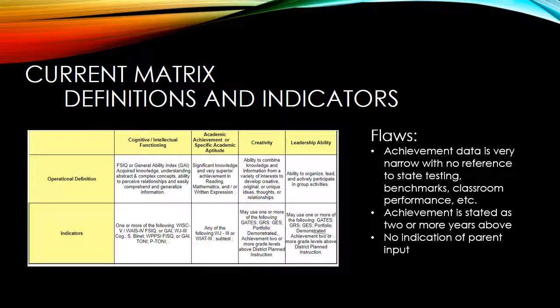And in addition, if you look in the creativity, we're looking at achievement for 2 or more grade levels. I really don't see how achievement at 2 or more grade levels above the district planned instruction in creativity and leadership is really giving us a good indication of somebody's giftedness. And so I just see that there are some things that we need to look at.